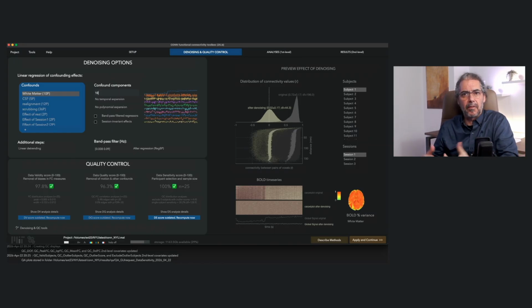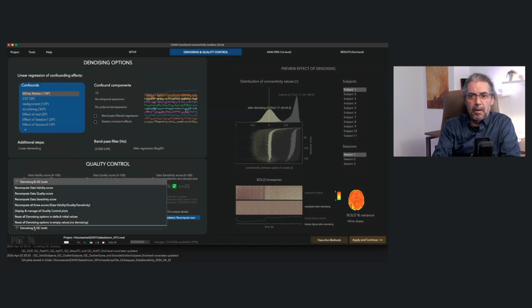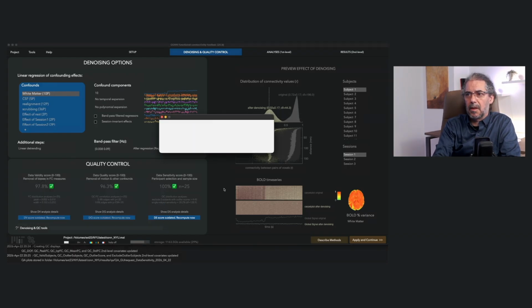We are increasing by 5 the degrees of freedom that we are using in our data. In the previous option where we changed realignment, we increased by 12 the number of degrees of freedom that we were removing from our data. So this is a reasonable, relatively small change to try out. And again, let's see how that works. Let's click on the denoising and quality control tools, recompute all three scores, and see how our scores change.